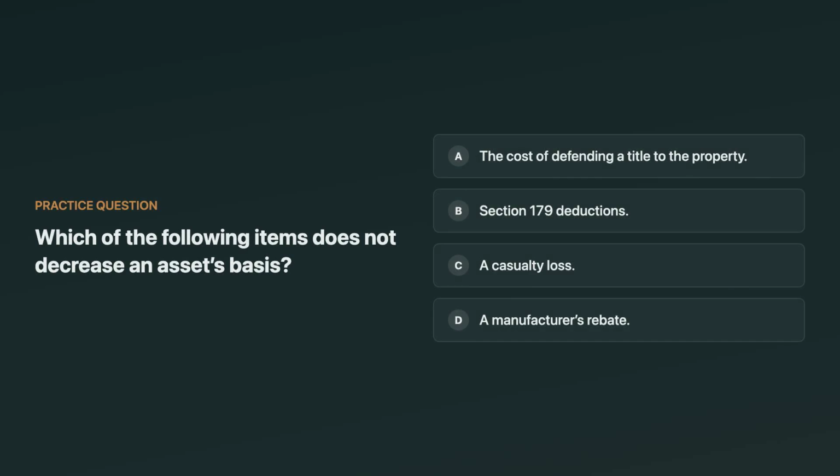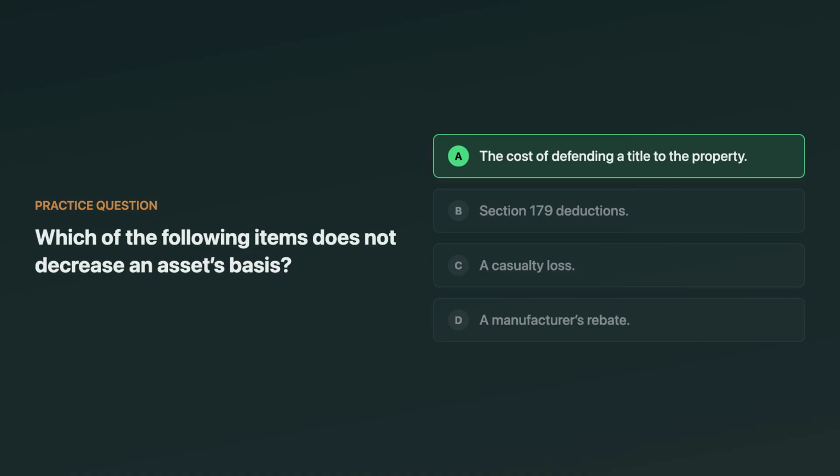Which of the following items does not decrease an asset's basis? Choices include the cost of defending a title to the property, Section 179 deductions, a casualty loss, and a manufacturer's rebate. Think about which one would increase basis instead of reducing it. Think about it.